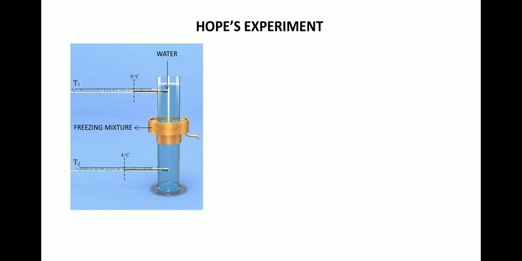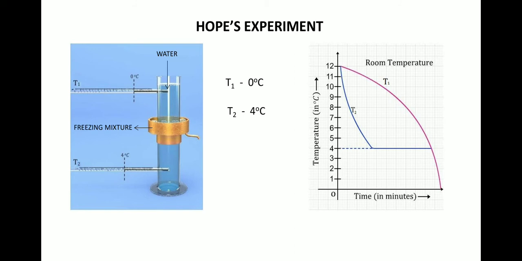So finally, when both the thermometers are observed, T1 will show 0 degrees Celsius and T2 will show 4 degrees Celsius fixed. So when the graph of this experiment is taken, then we'll observe that the blue line shows the thermometer reading of T2, and the red line shows the thermometer reading of T1.